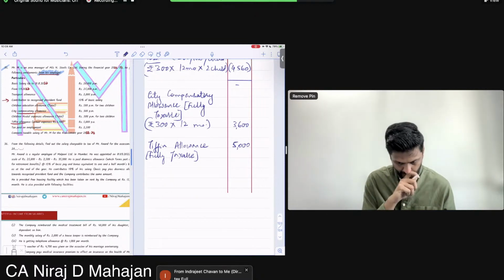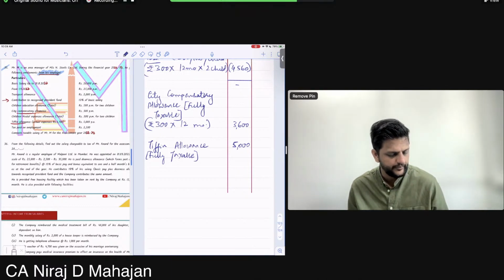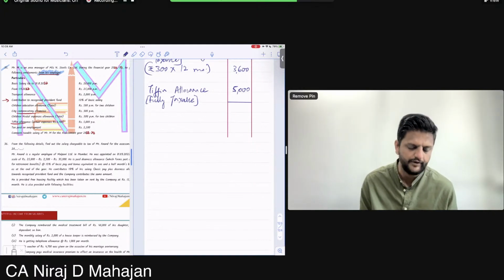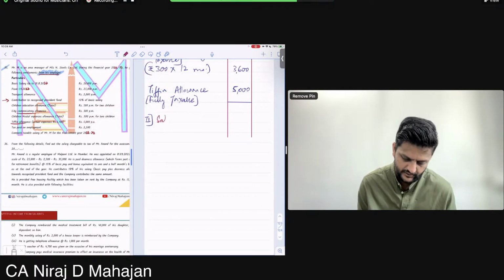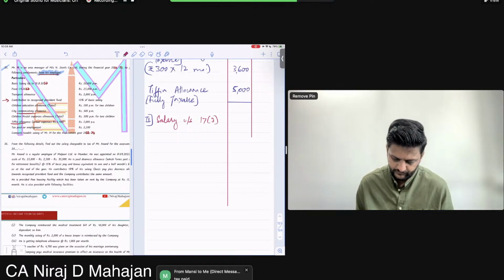Okay. Anything else in 17.1? Allowance. Our recognized provident fund is 17.3. City compensatory you have taken? Taken. Yeah. That is my 17.1 salary, whatever this will come to. Do we have perquisites? No. So second part I'm writing. Salary under section 17.3. Fine till here?